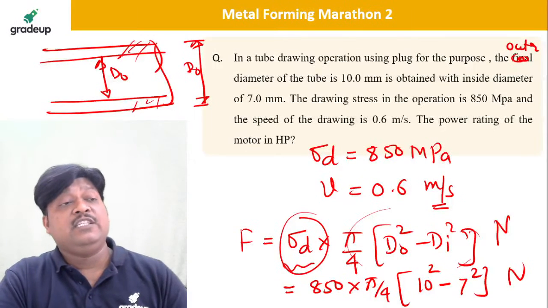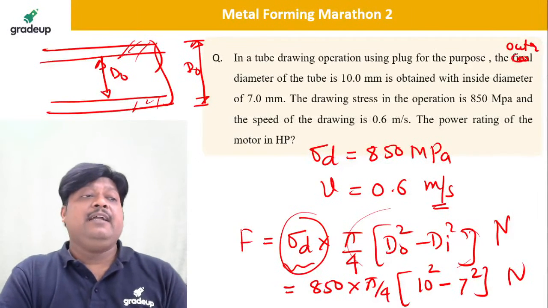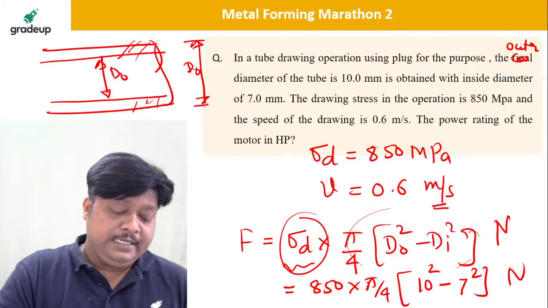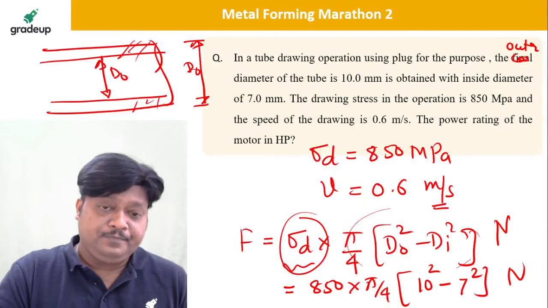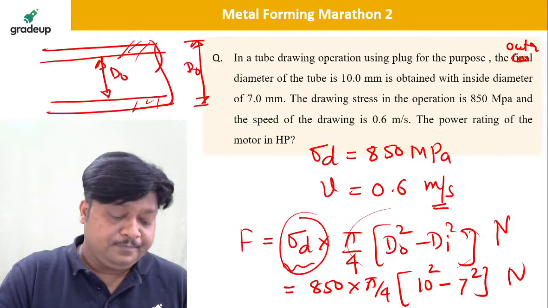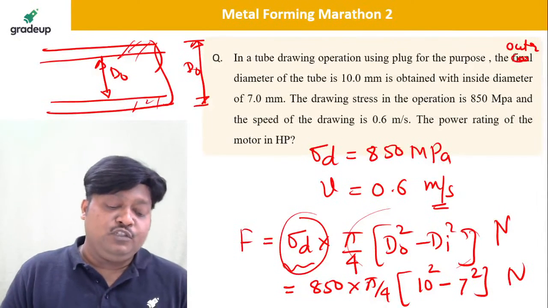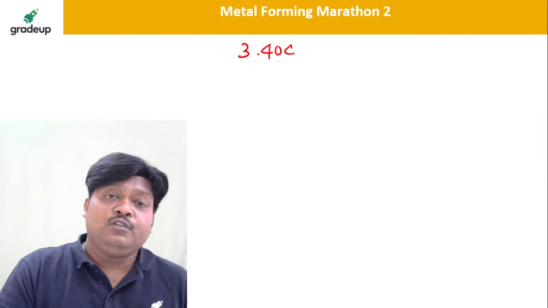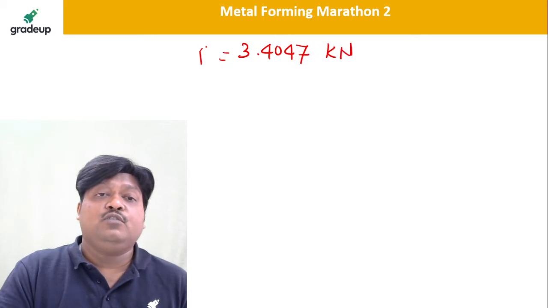That was a very nice question. Tell me the value for this. That is 100 minus 49 into 2.25 pi into 850. So it is coming as 3.4047. This is kilonewton. This is the force.